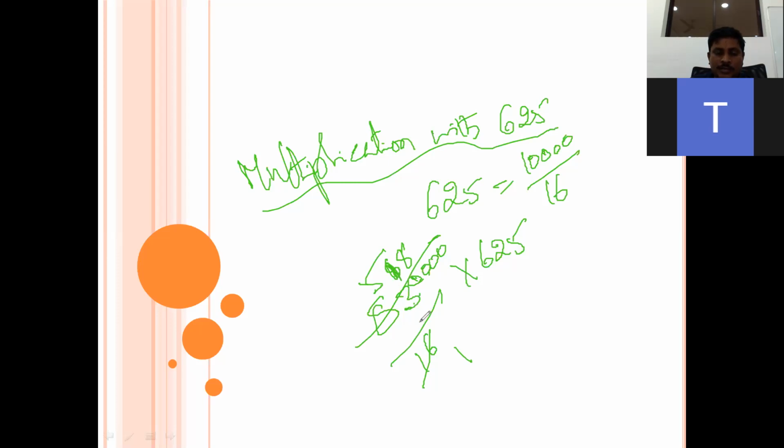Now 128. 140 minus 128, 12. 120 means here 16 7 ja 112. Carry 8, 80, 16 5 ja. 51875 is the answer of this one.